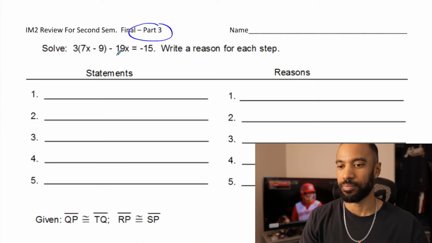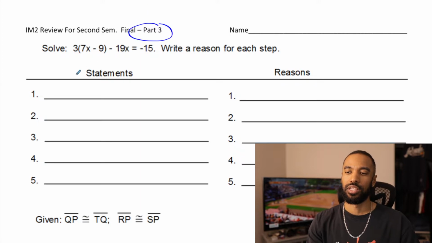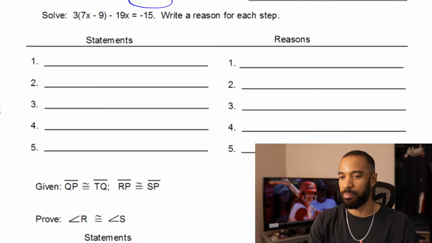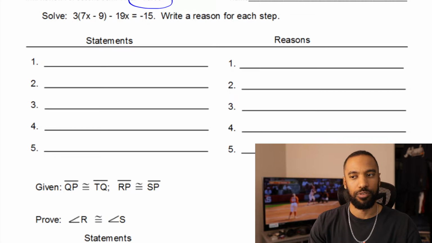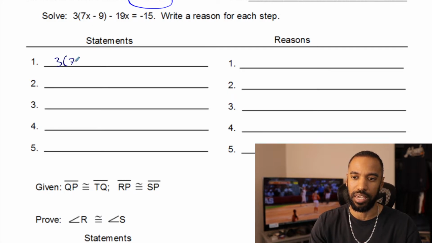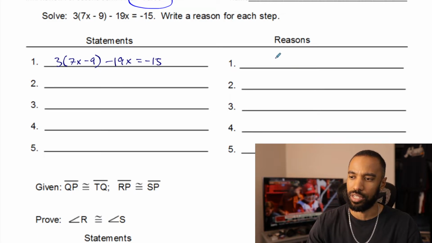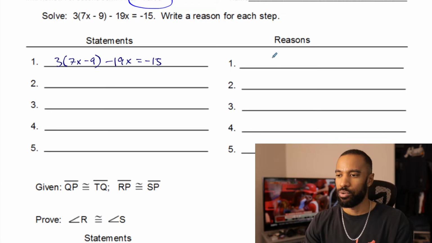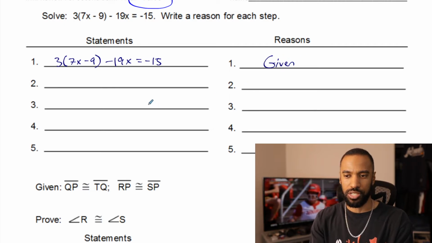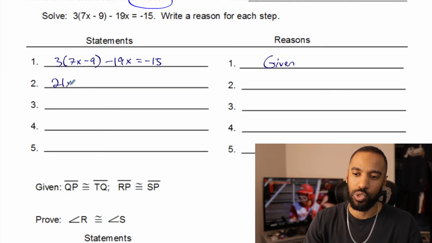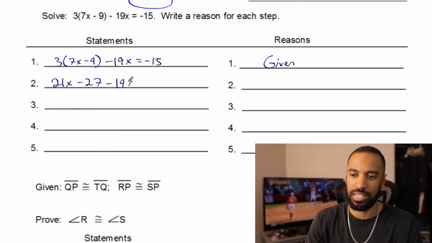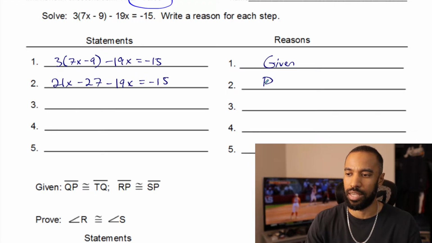Moving on. This is part 3. Let's do another algebraic proof and another geometric proof. The algebraic proof here will fall in line pretty similarly to what the last one was. I'd love to start with the given. Hope they give me enough steps here. That is given. I notice when I start writing more and more over time, my G's get kind of bad. Let's distribute and get 21x minus 27 minus 19x equals negative 15. That is done by the distributive property.